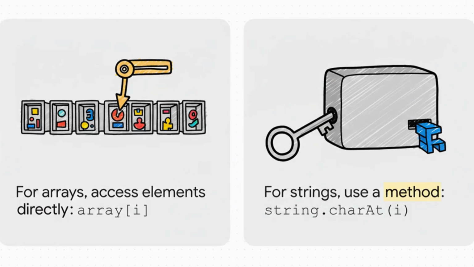Now, when we apply that loop, there's a small but really important difference between arrays and strings. For an array, you get an element using square brackets, right? array[i]. But a string is an object, so you have to use a method, .charAt(i). It's a tiny syntax difference that can trip people up, but it's crucial to get it right every time.